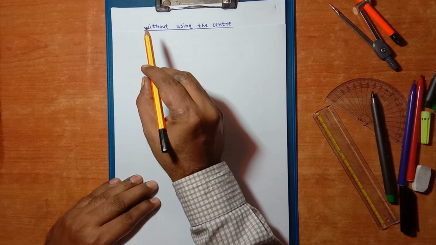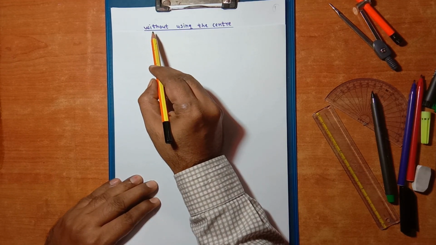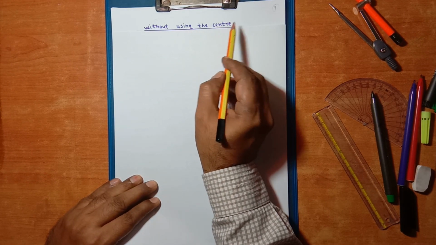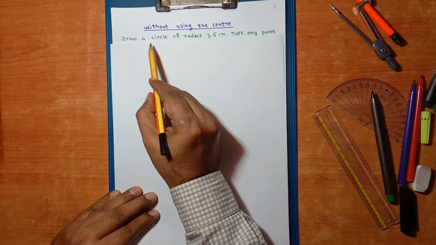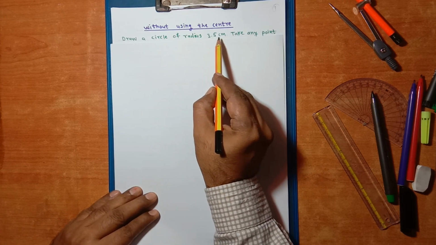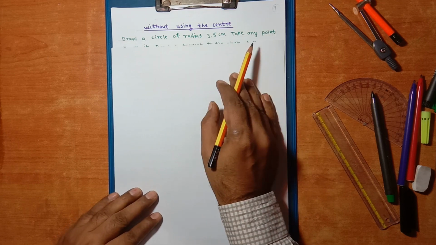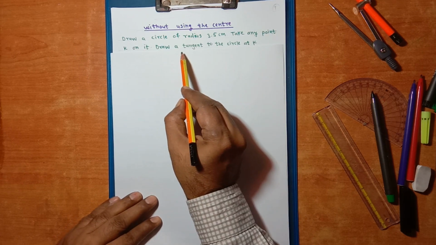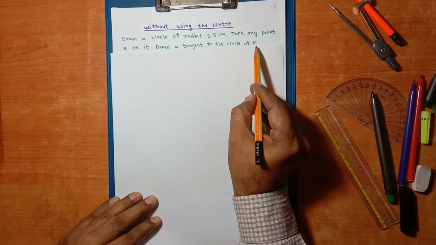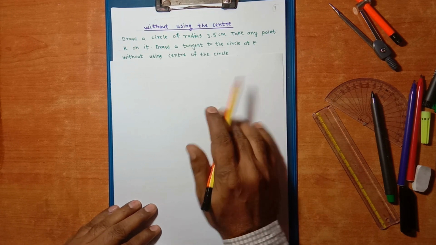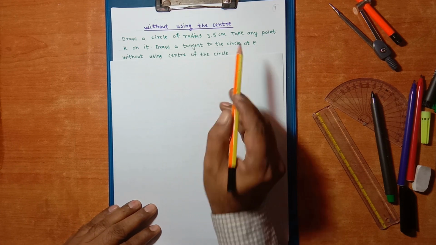Now let us see how to draw a tangent to a circle without using the center. Draw a circle of radius 3.5 cm. Take any point K on it. Draw a tangent to the circle at point K without using the center of the circle.